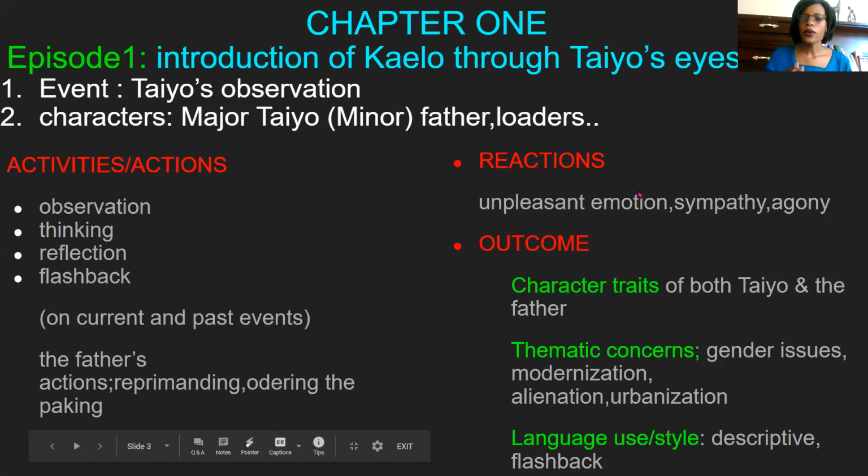So we are not just looking at more. We are looking at the character traits that come out from that episode or that event. For Taio, we get to know that she's sympathetic, she's stubborn, and she's observant.